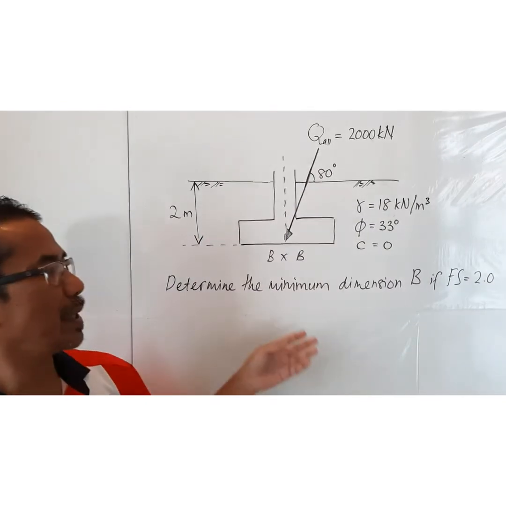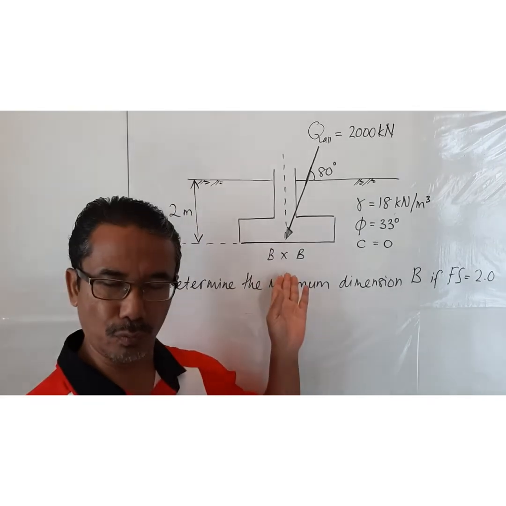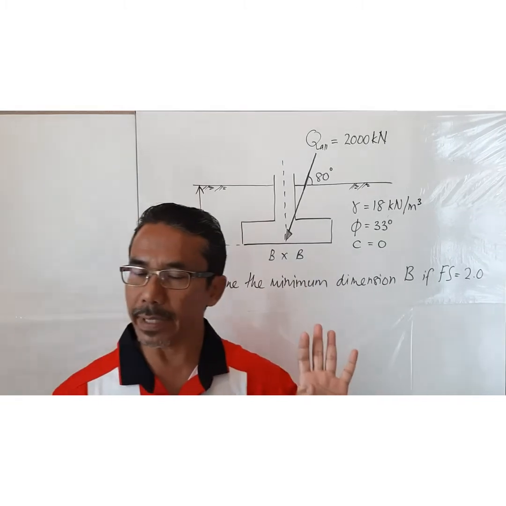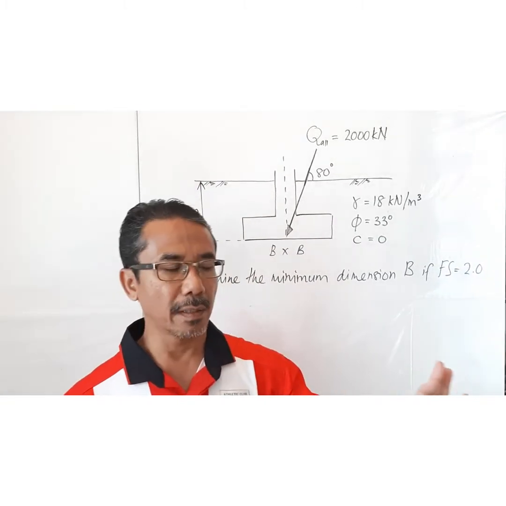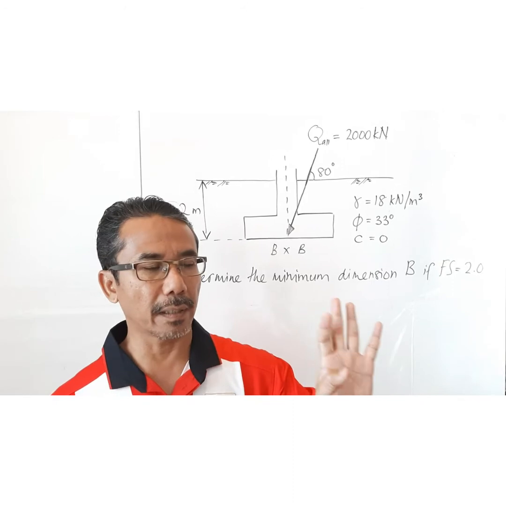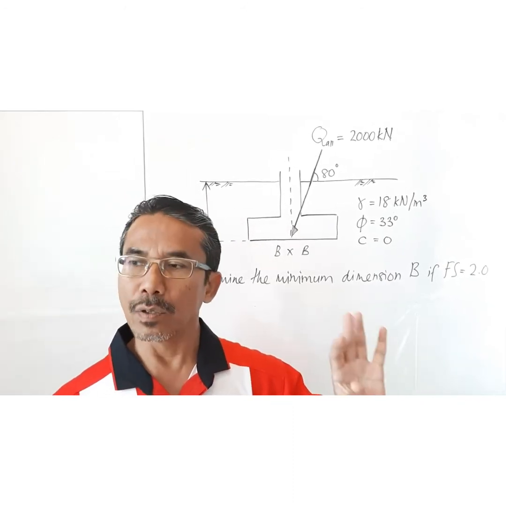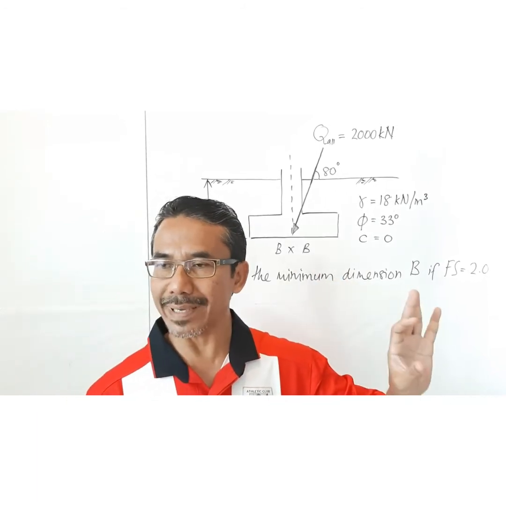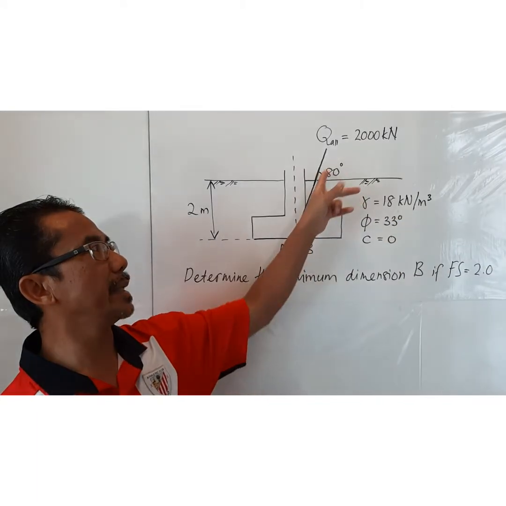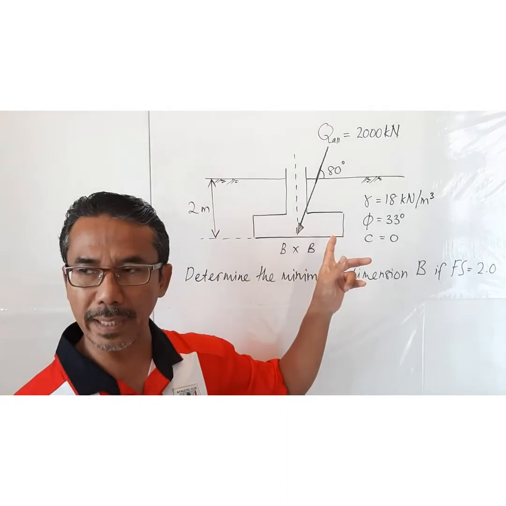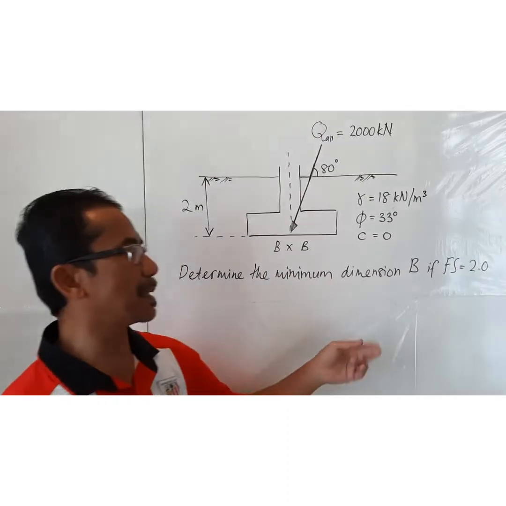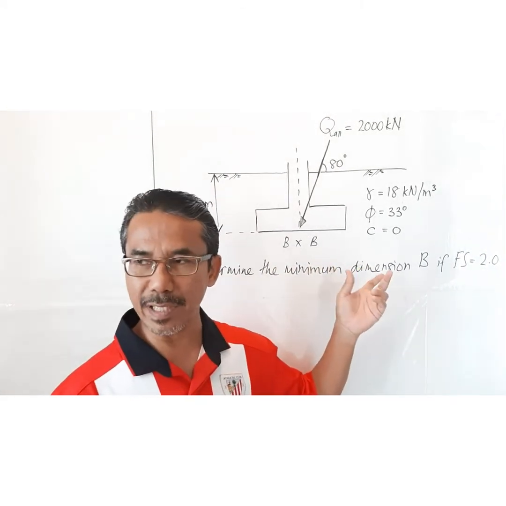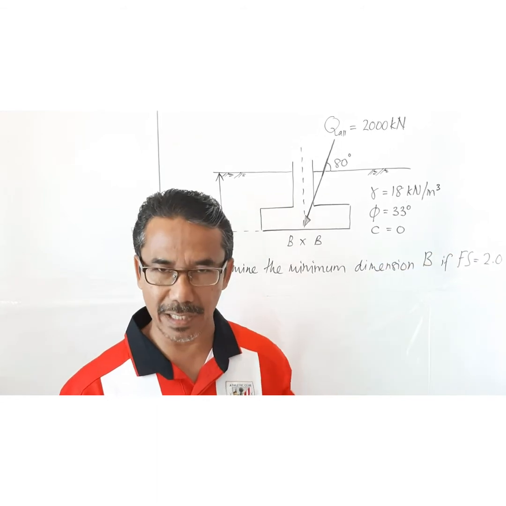Right. So which equation do we have to use to solve this problem? If you refer to the three Terzaghi's equations, for strip footing, rectangular footing, and circular footing, those three equations don't take into account the angle of the load applied to the footing. So in that case, we have to use Meyerhof-Hansen's equation, because this equation takes into account the inclination of the load.